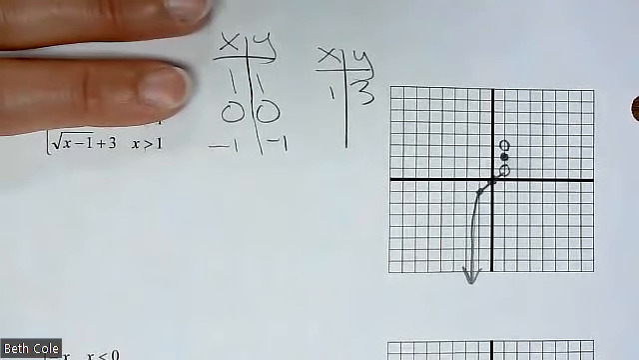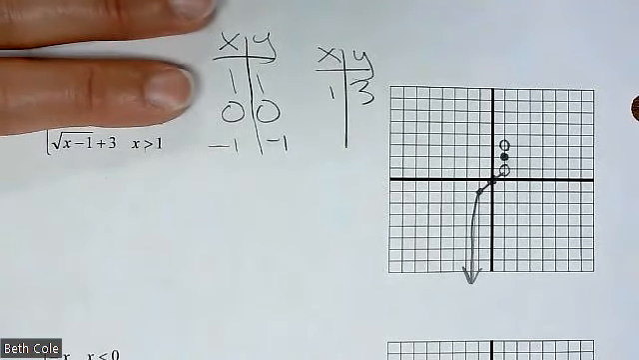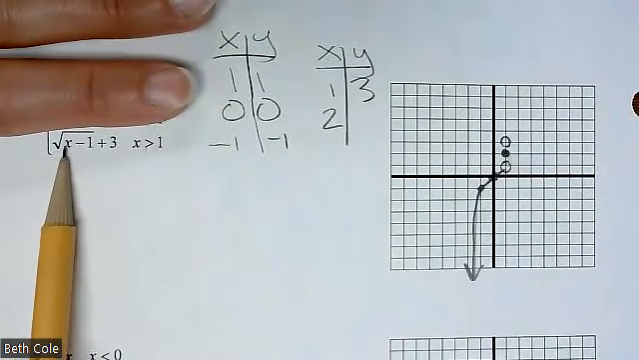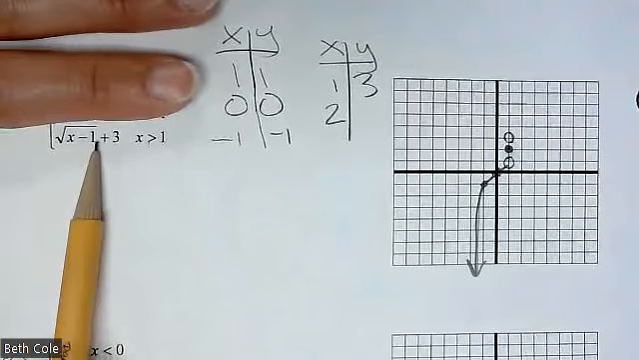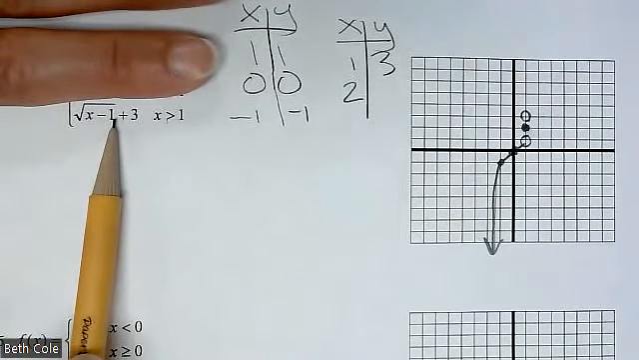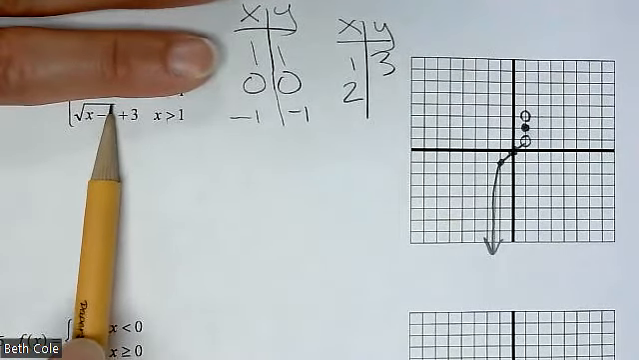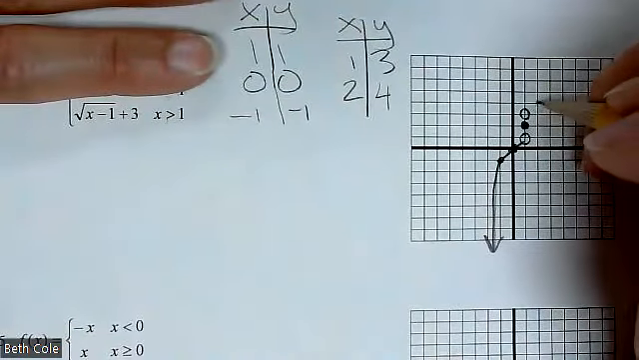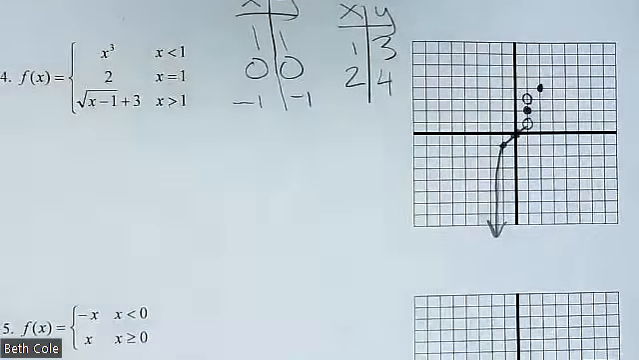And then what kinds of other numbers can we plug in? Yeah, bigger than 1, right? So let's try 2. 2 minus 1 is 1. Square root of 1 is 1. And then 1 plus 3 is 4. So 2, 4. Yeah, and it's a square root function, so it's going to kind of do something like this.